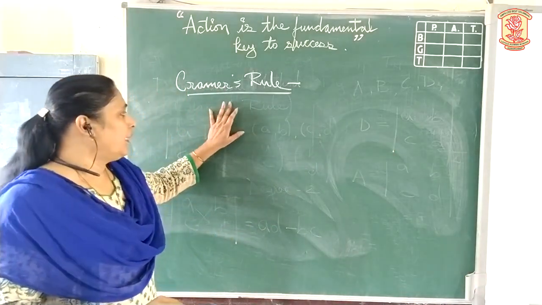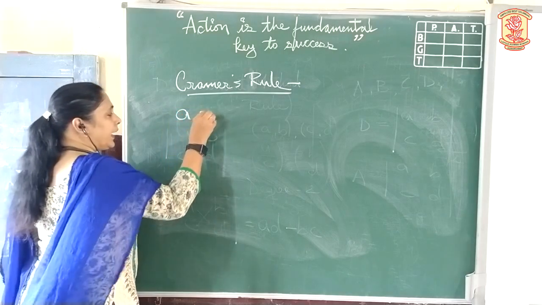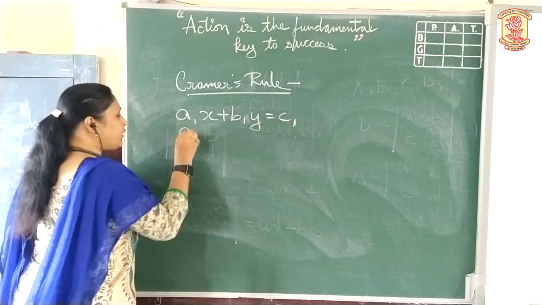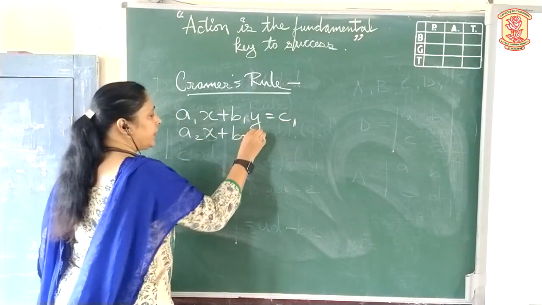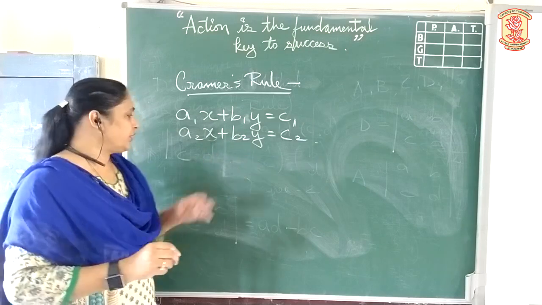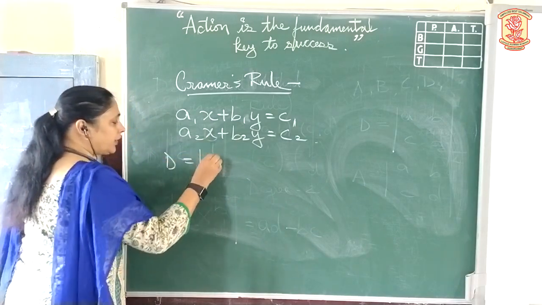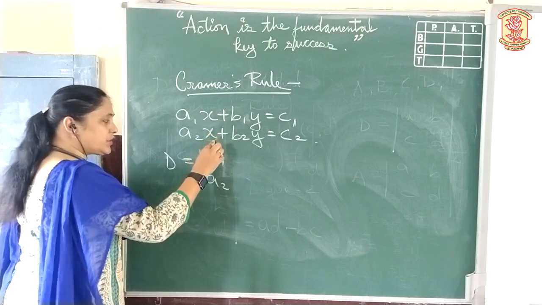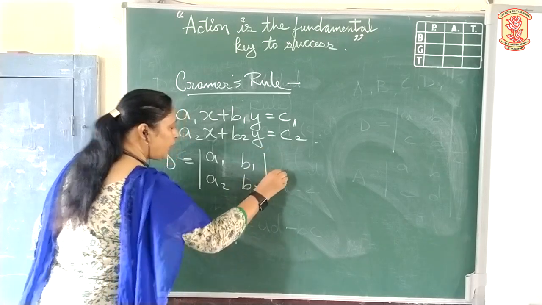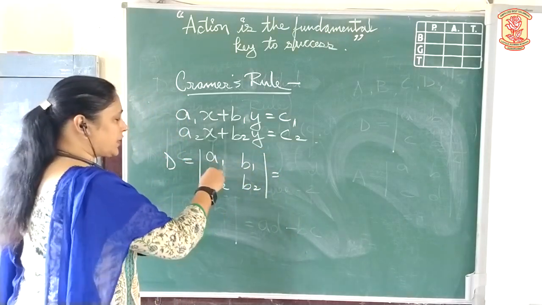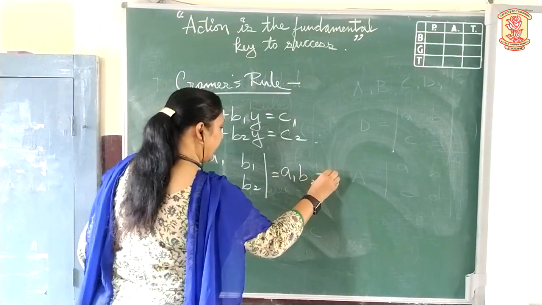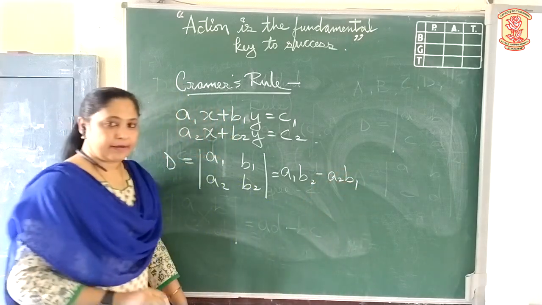In Cramer's rule, we consider the equations in the form a1x plus b1y equals c1, a2x plus b2y equals c2. Now using these two equations, we are going to get the determinants. That is D equals a1, a2, the coefficients of x, and b1, b2, the coefficients of y. Now we carry out the cross multiplication, so that comes out to be a1 into b2 minus a2 into b1. That's how we get it.